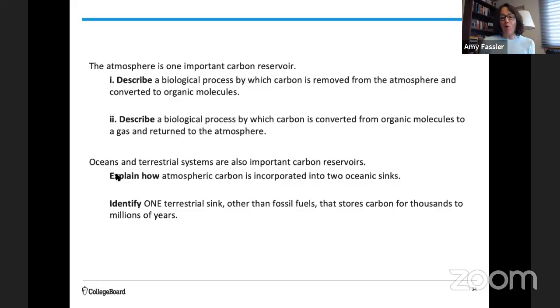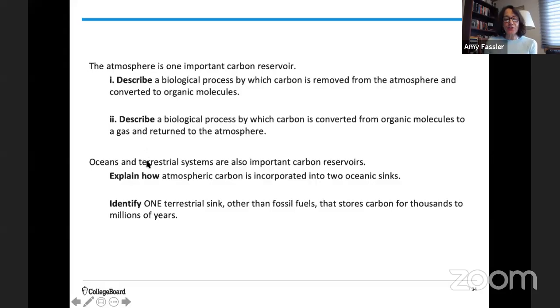The atmosphere is one important carbon reservoir. Describe a biological process by which carbon is removed from the atmosphere and converted into organic molecules. Notice my command term is describing a process. It doesn't ask me to name it. It doesn't say identify the name of this process. It asks me to describe it. I also want to describe a biological process in which carbon is converted from an organic molecule and returned to the atmosphere as a gas.